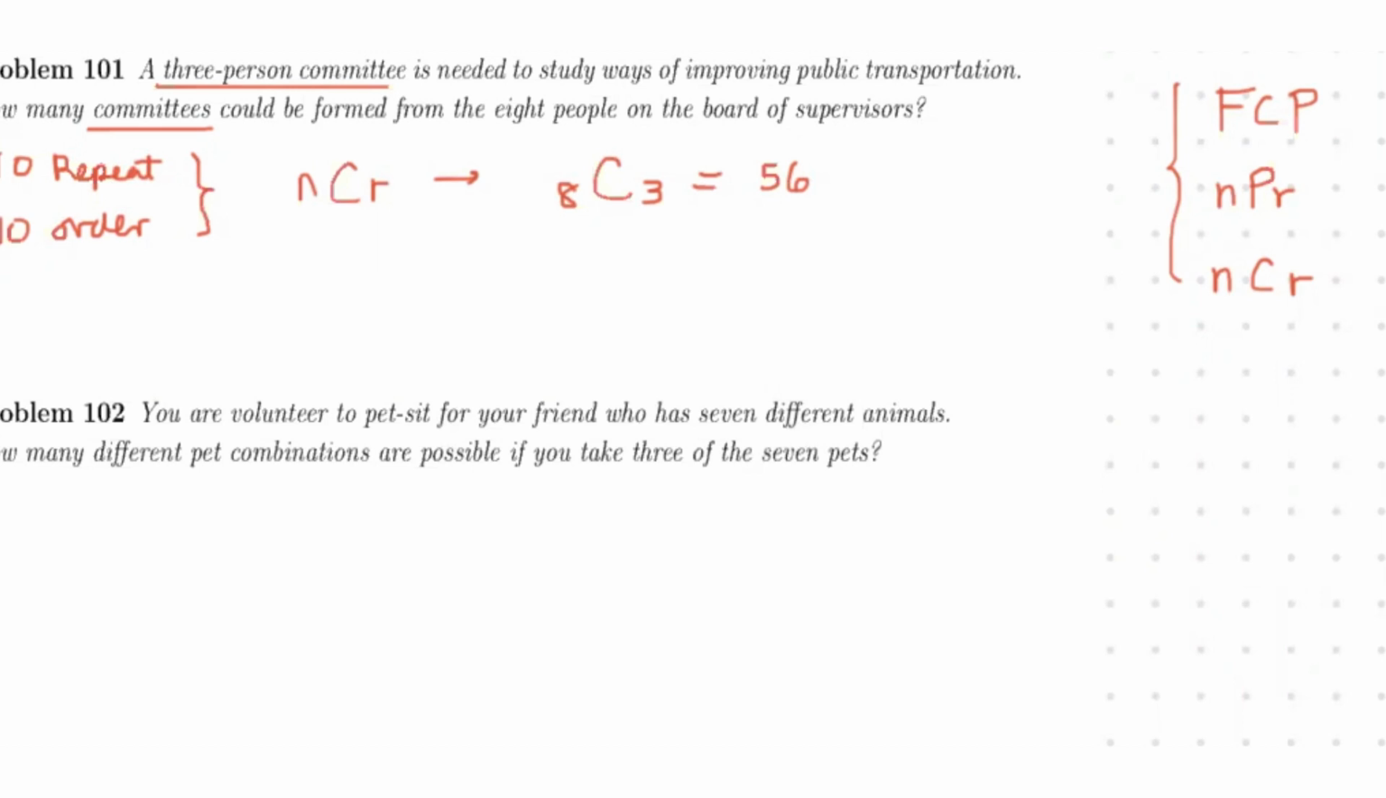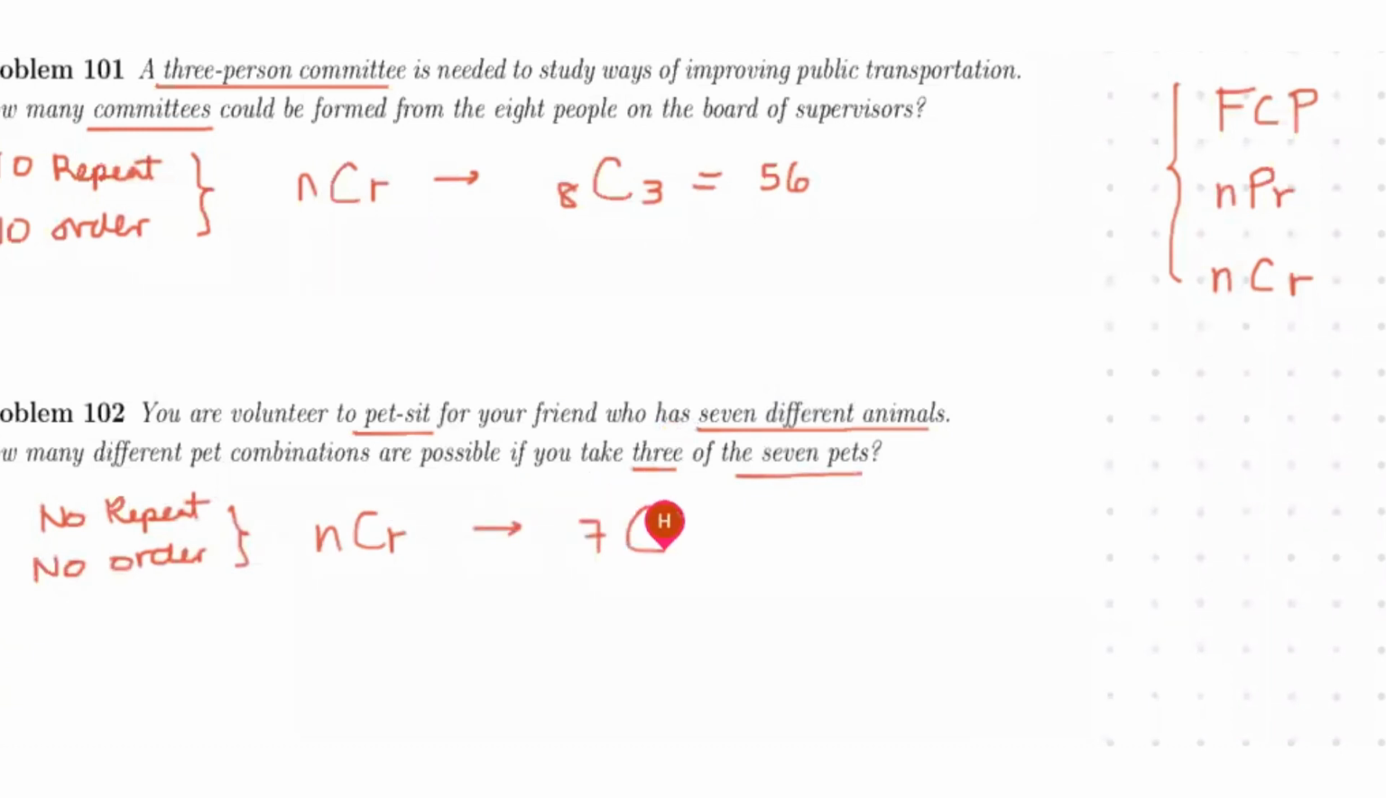Again, here is a pet sit. Your friend has 7 different animals. I don't know what kind of 7 different animals. You want to take 3 of 7. No repetition. You don't pick the same animal twice, so no repetition. Again, order does not matter which one you pick first. nCr, there are 7, we pick 3.